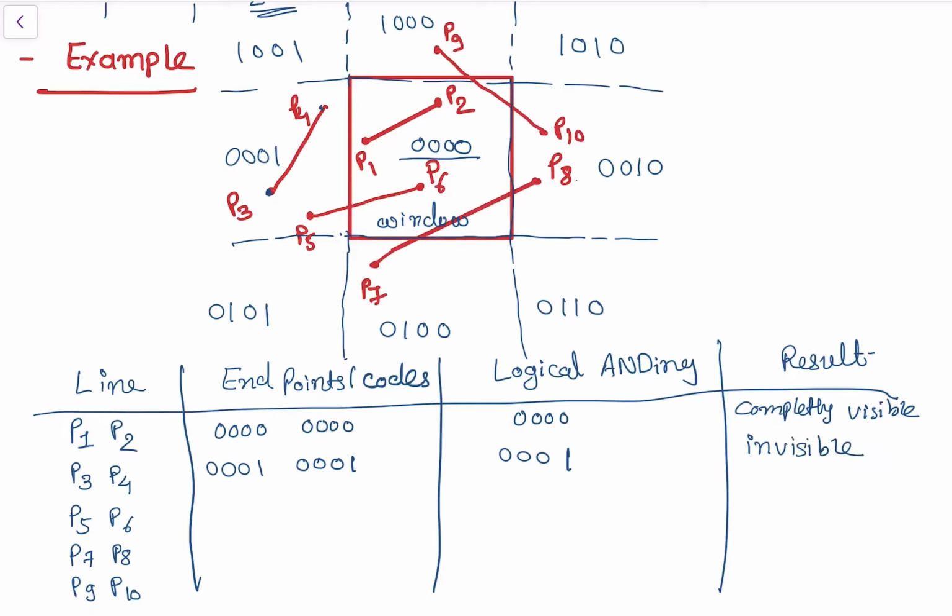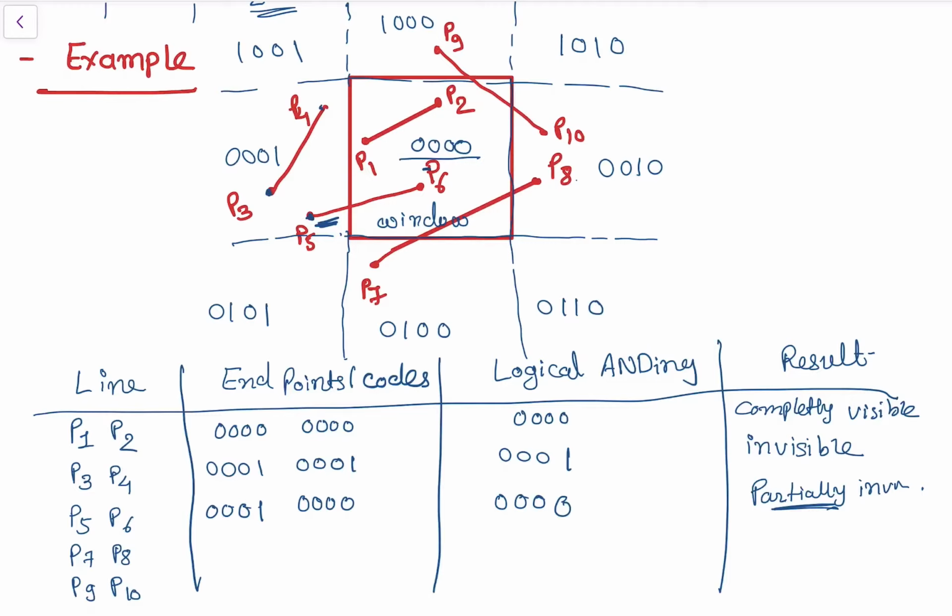Now similarly this way find the value of P5 and P6. The P5 value is in our first quadrant, 0001, and P6 is in the window, so the P6 value is 0000. Now perform the logical AND operation. It will give 0000. Right? So this is partially invisible. Why is it partially invisible? Because the P5 point is invisible and the P6 point is visible. That's why it's called partially invisible.